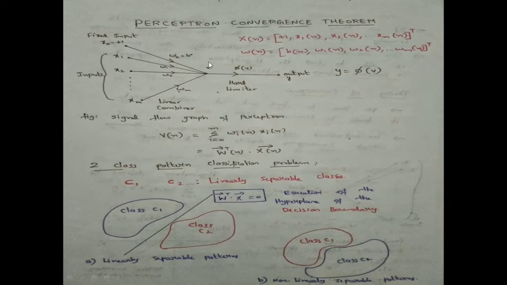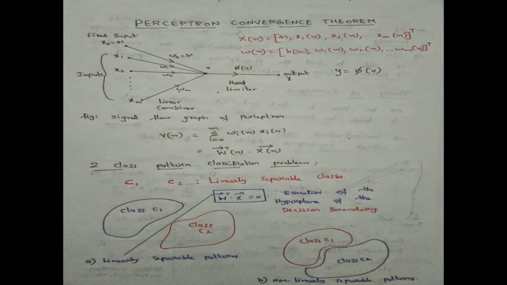Next, the v is given to phi of v, which is the hard limiter, wherein this hard limiter is going to transform the value of v into the output. So the output y is given by phi of v. So this we have already discussed in the previous sessions, right? So now after completing the representation of the signal flow graph of the simple perceptron, let us go to the two class pattern classification problem.